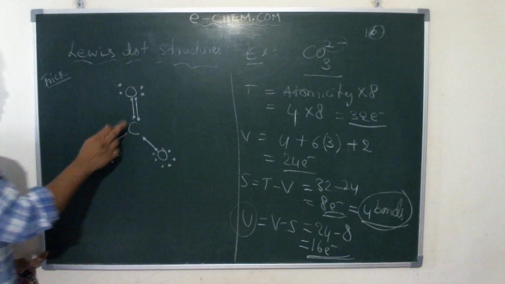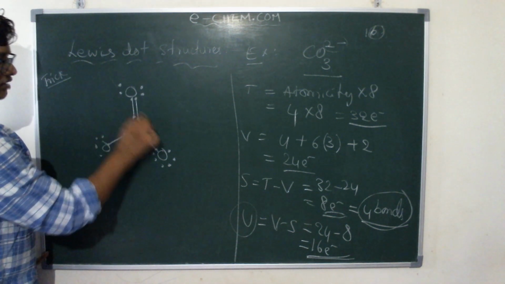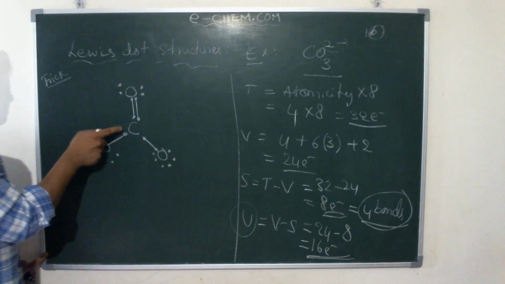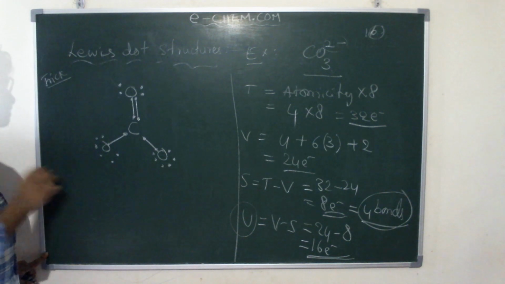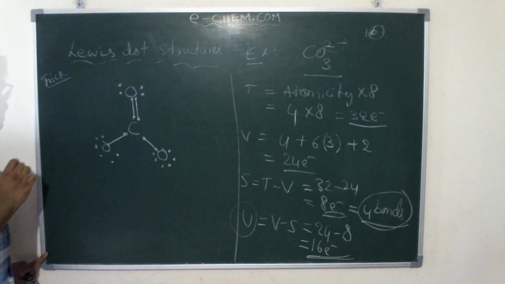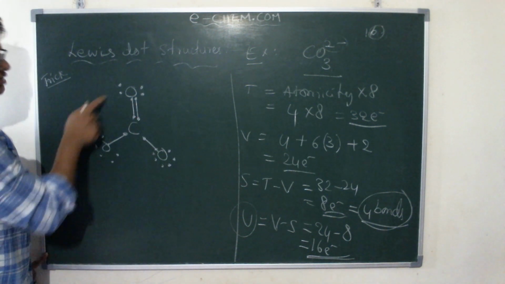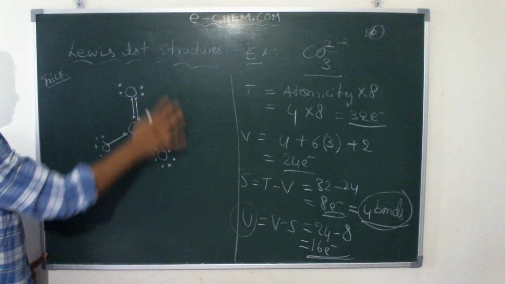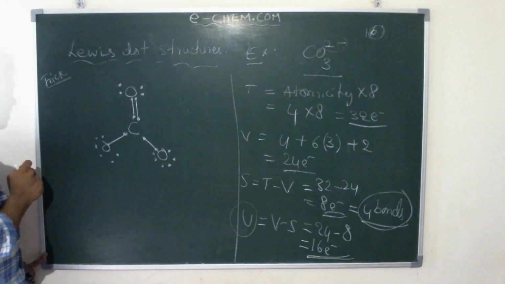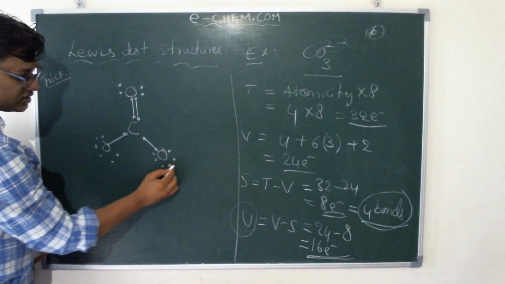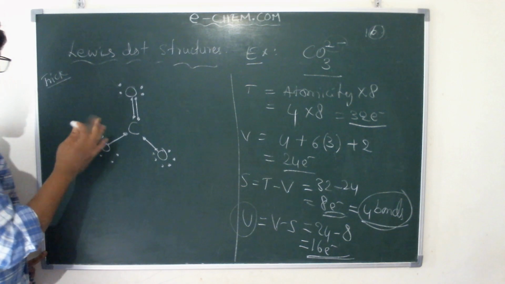Correct now? So carbon valence is 4. Carbon valence is 4 now, so that the carbon valence is satisfied. 1, 2, 3, 4 bonds. So carbon is now in octet. And each and every oxygen is also in octet. So this molecular ion is obeying the octet. Now oxygen valency is 6. So the valency of oxygen is not disturbed.